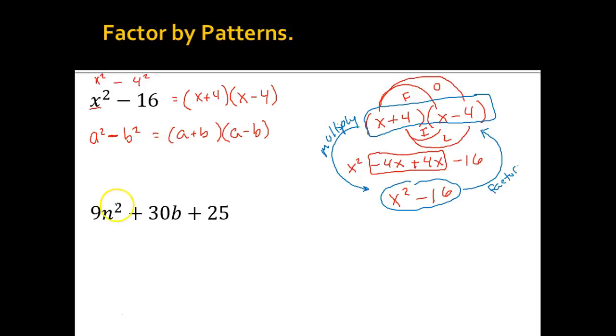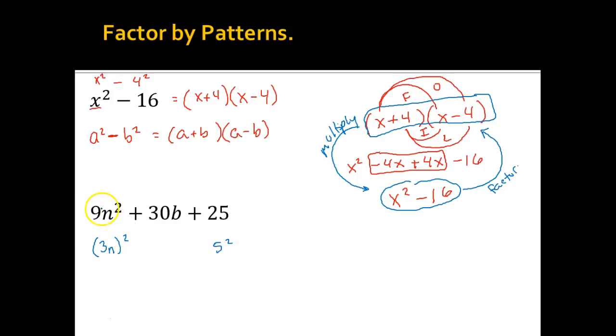Okay, let's do the next one. Next one, 9n squared plus 30n plus 25. I hope you're already saying to yourself, hey look, perfect squares, there's some perfect squares there. And there is the 9, which is 3 squared. And there's the 25, which is 5 squared.